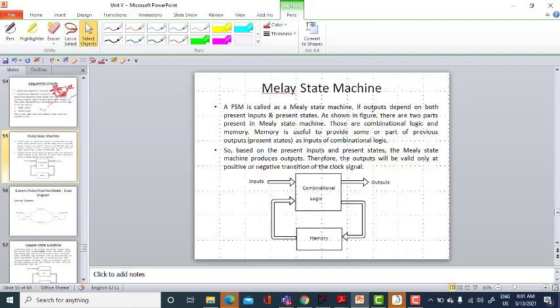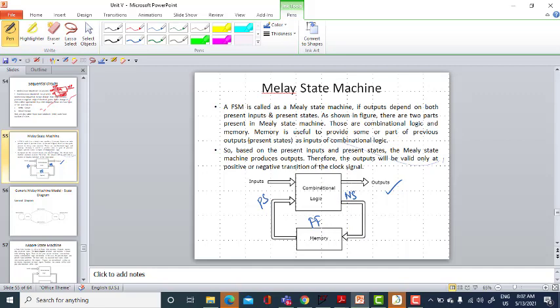Coming to the Mealy machine model, the Mealy machine is a finite state machine again, called a Mealy state machine. If you look at your circuit here, your output depends on the input and the previous state of the memory that will be fed as the input. So output depends on the input and the previous state. This memory will usually be flip-flops. And this will be your next state of the flip-flop or the circuit, which will be fed here.